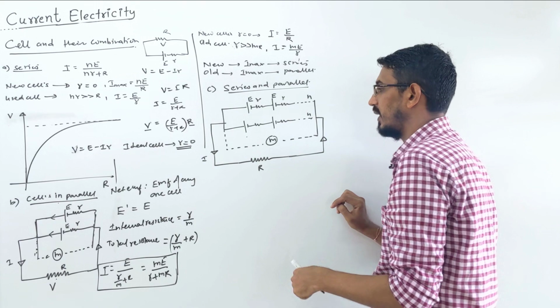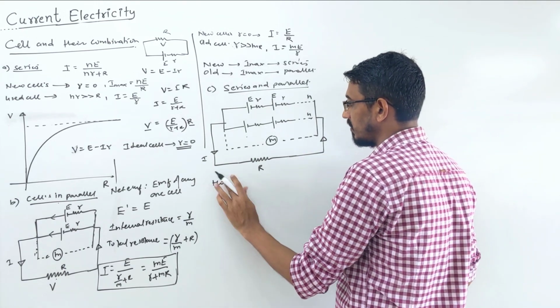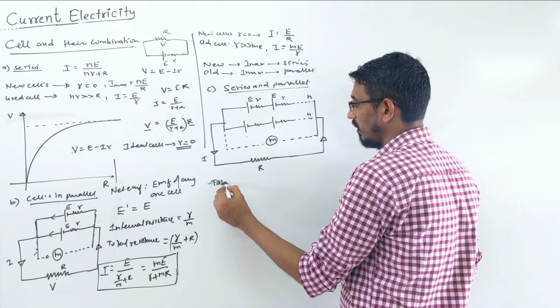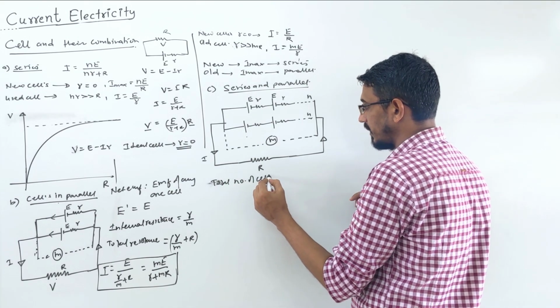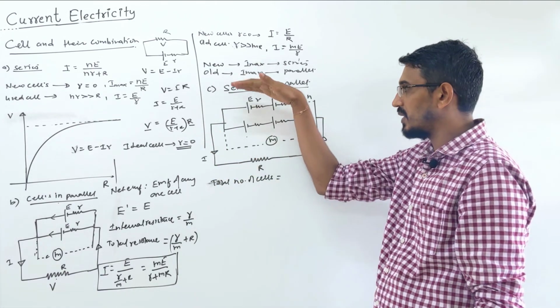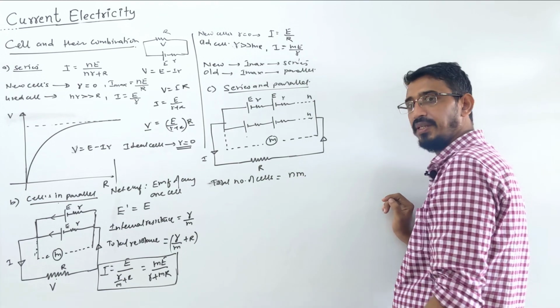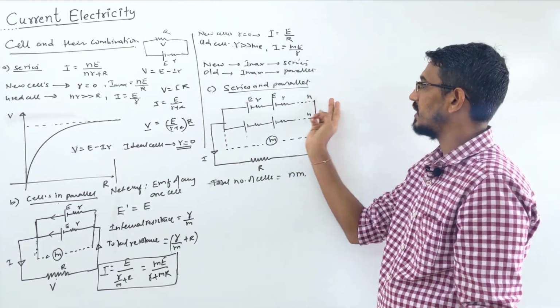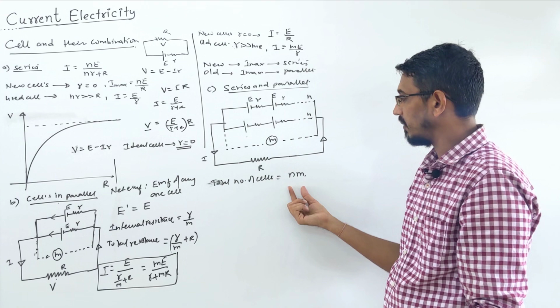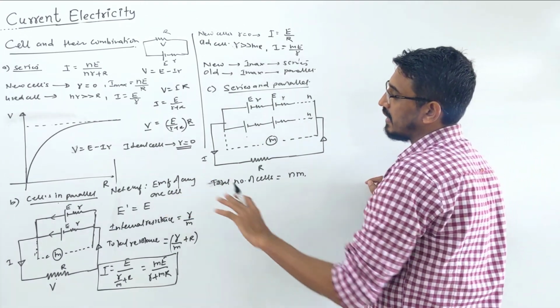Here they ask an additional, first important question: how many cells in total? Total number of cells in this combination. One branch has n number of cells, and we have m branches like this. So the total number of cells is n into m, right? Like 10 cells in each branch, and then however many branches, multiply. This is the total number of cells. Now we were interested in calculating the current only.